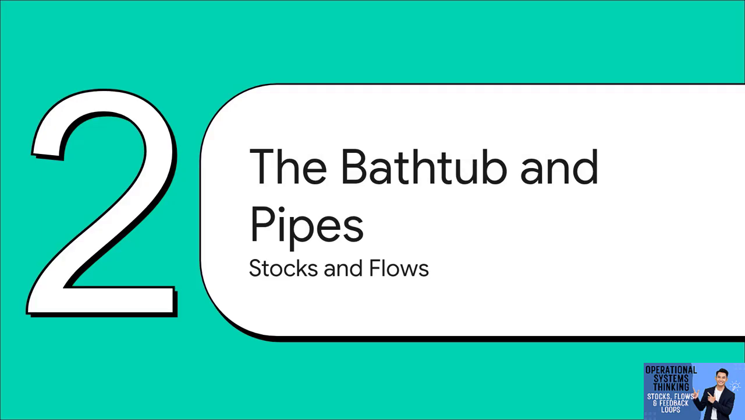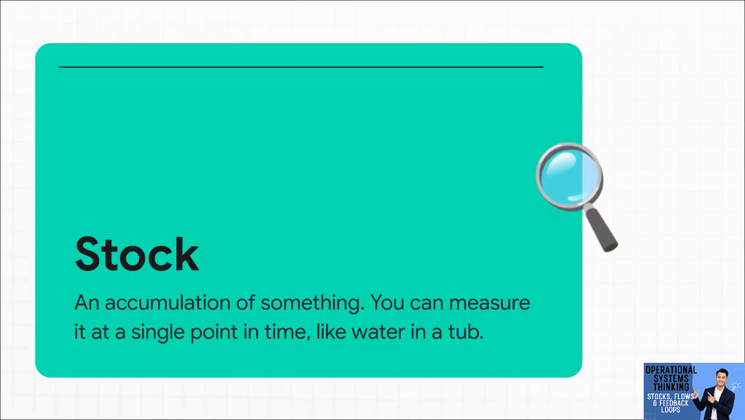Okay, so let's build on that. We're going to put some names to these ideas, stocks and flows, and we'll use our bathtub as the perfect guide. And trust me, once you get this, you are going to start seeing stocks and flows absolutely everywhere. First up is the stock. The stock is basically the water in the tub. It's an accumulation, a quantity of something.